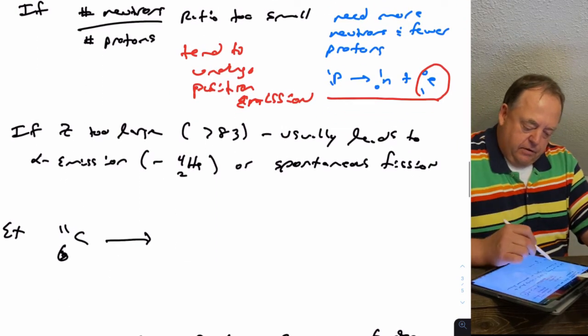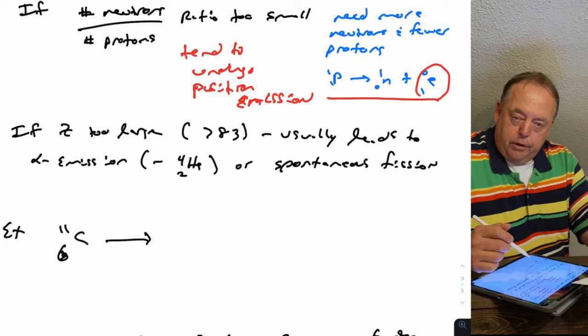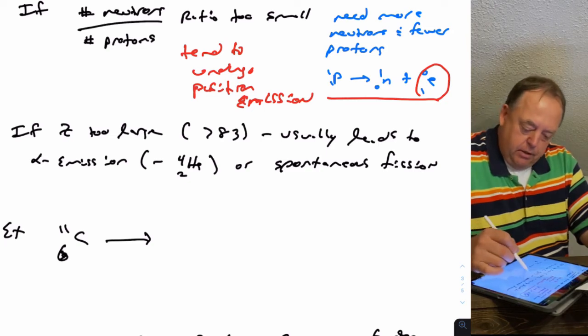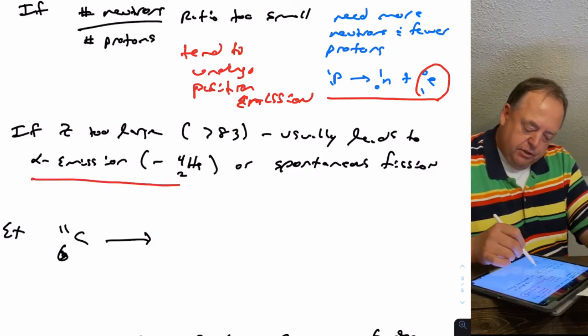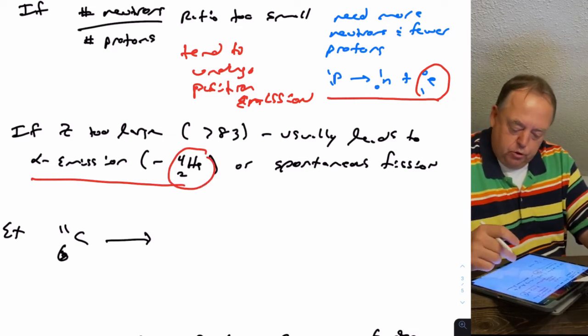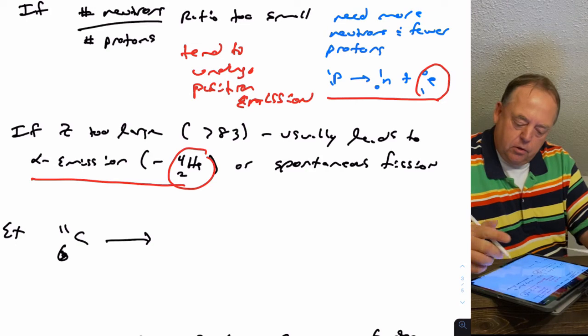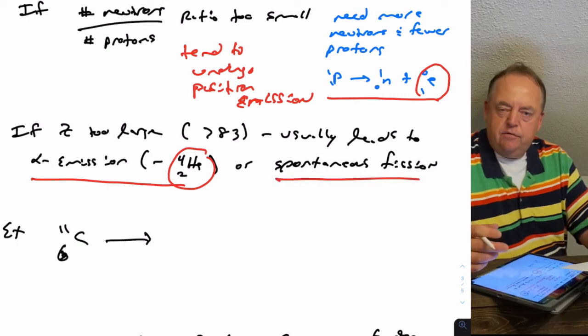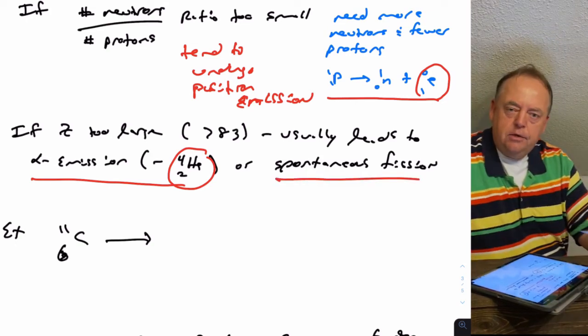And then again, if Z is too large, if it's greater than 83, then the nucleus is not stable, and that generally leads to alpha emission. You can lose 4 nucleons, 2 protons and 2 neutrons, at a time, and emit an alpha particle, or it can undergo spontaneous fission and break apart into smaller nuclei.